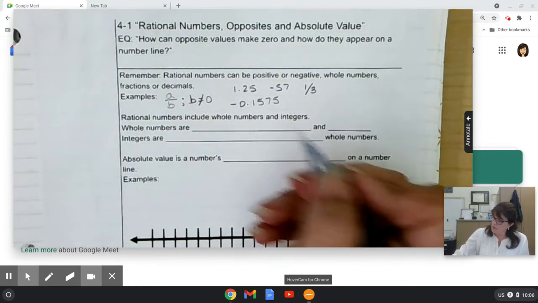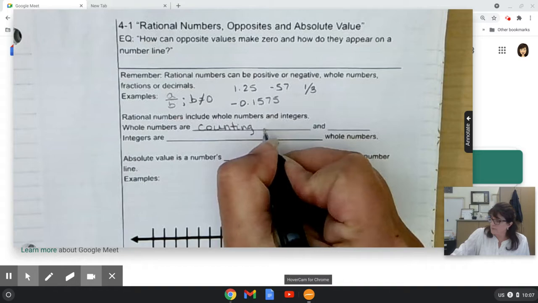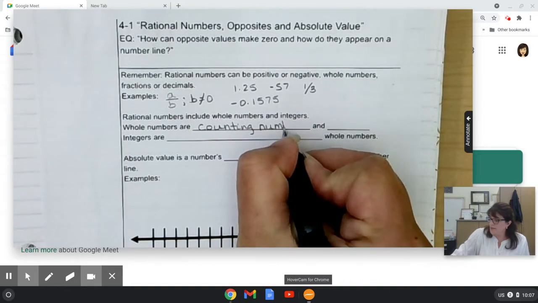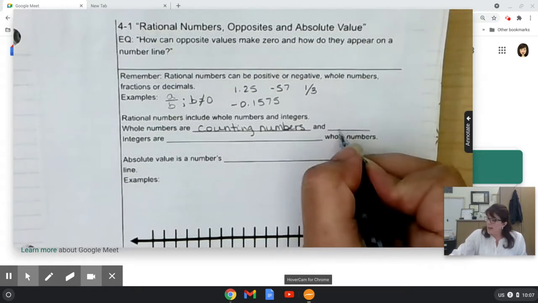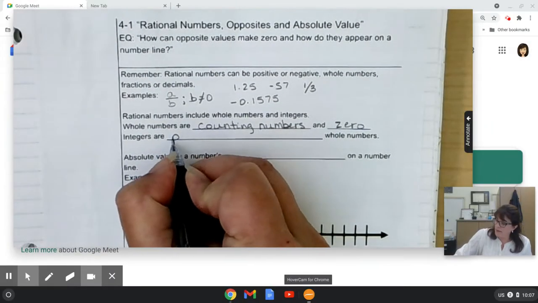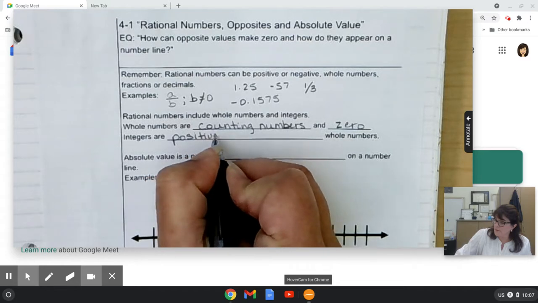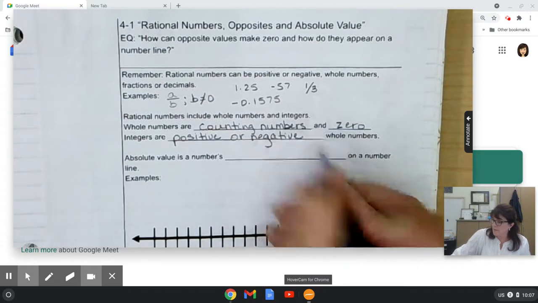Whole numbers are counting numbers, the ones you learned in preschool. You sat on the circle and you counted 1, 2, 3, you're counting numbers. And we include 0 in whole numbers. Integers, which is what we're going to focus on for the next week or two, are simply positive or negative whole numbers.